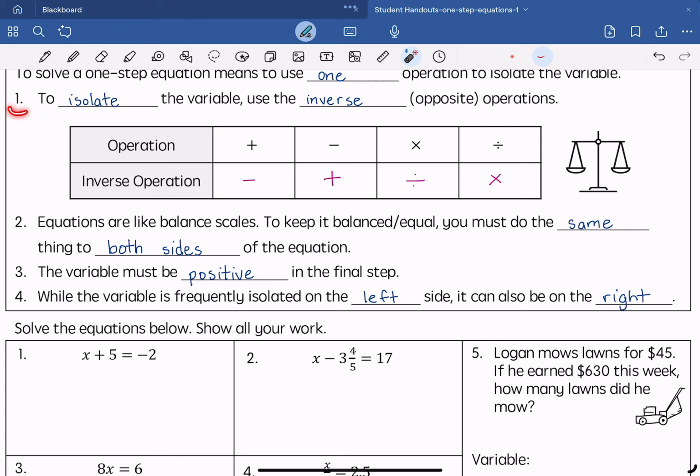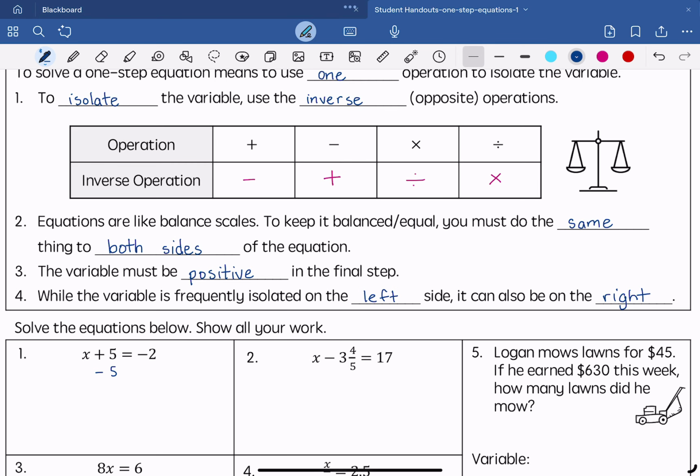Step 1, isolate the variable. So we have to do the inverse operation to the other terms. Here we have positive 5, so I'm going to subtract 5. And if I subtract 5 on the left side, I have to subtract 5 on the right side. So x is left, positive 5 minus 5, which was our goal, to eliminate the 5. There is nothing left. Therefore, x equals negative 2 minus 5, which is negative 7.